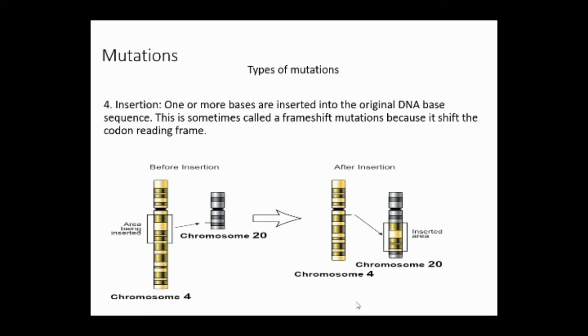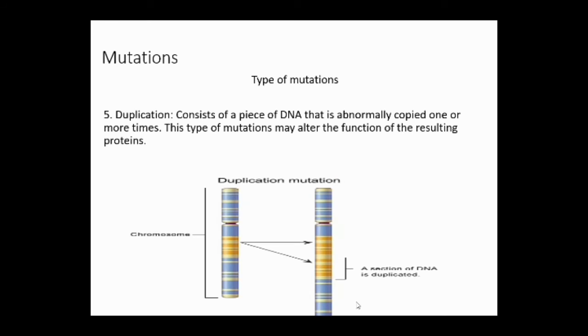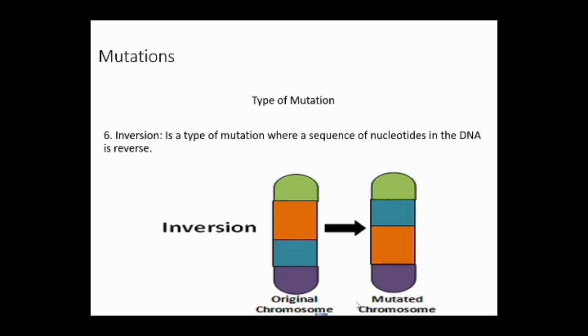This is sometimes called a frame-shift mutation because it shifts the codon reading frame. And also we have the type of mutation, the duplication, which consists of a piece of DNA that is abnormally copied one or more times. This type of mutation may alter the function of the resulting proteins. Inversion is a type of mutation where a sequence of nucleotides in DNA is reversed, shown in the original and the mutated chromosome.